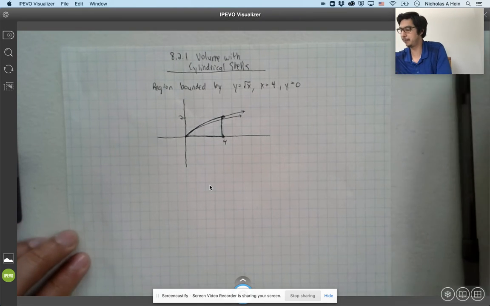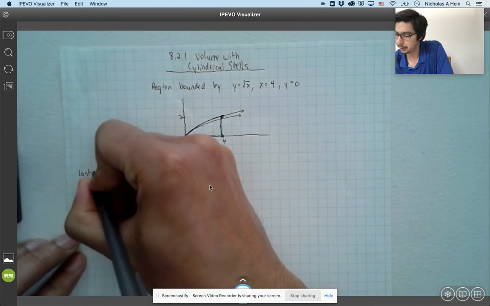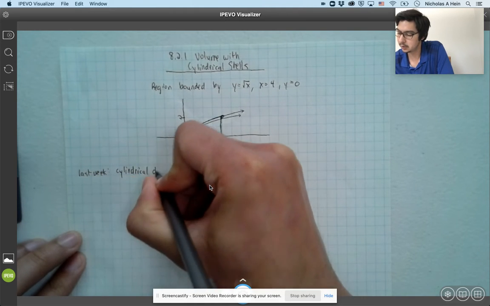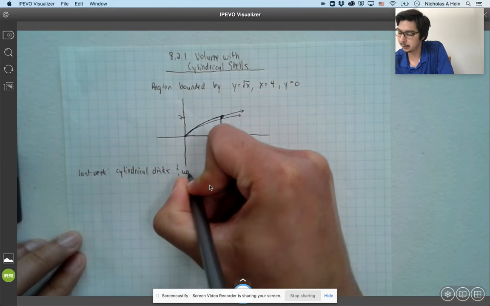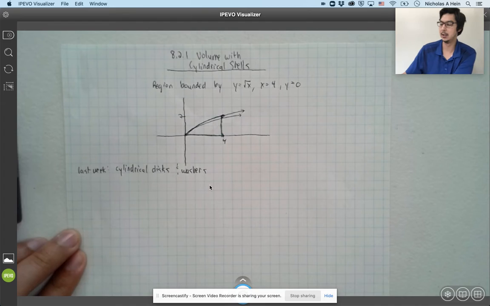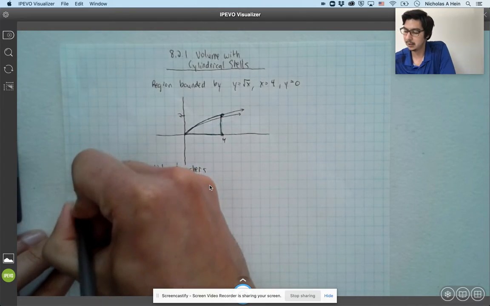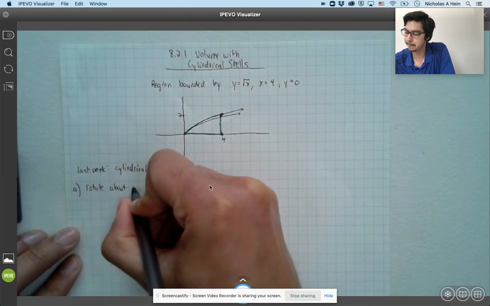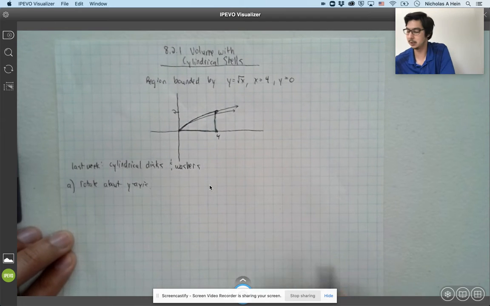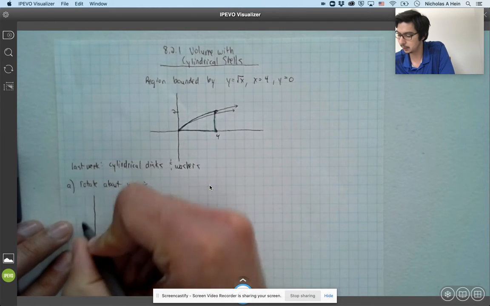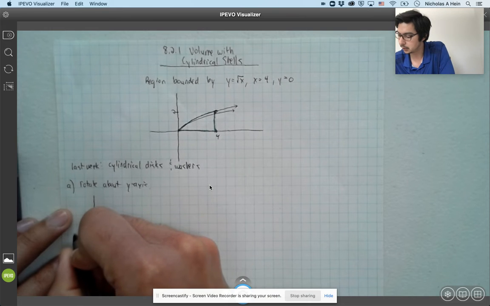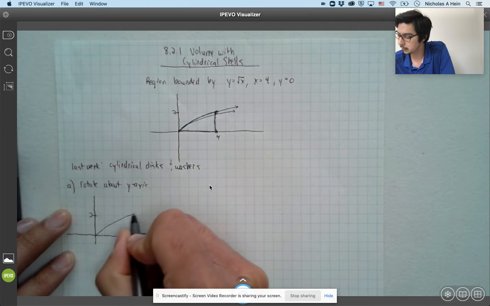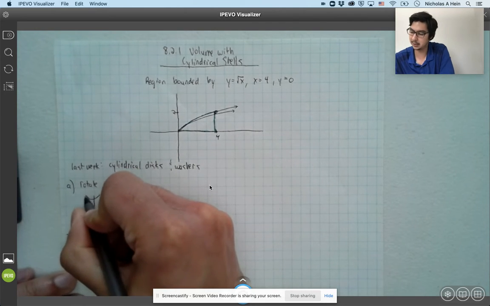Now, previously, last week, we learned about discs, cylindrical discs, and washers. And let me cover how that works here. Okay, so in the first one, let's do this first one, A, let's say we rotate about the y-axis. I'm going to quickly redraw this picture to help us see this. So 4, 2, looks something like that. And we rotate about the y-axis.